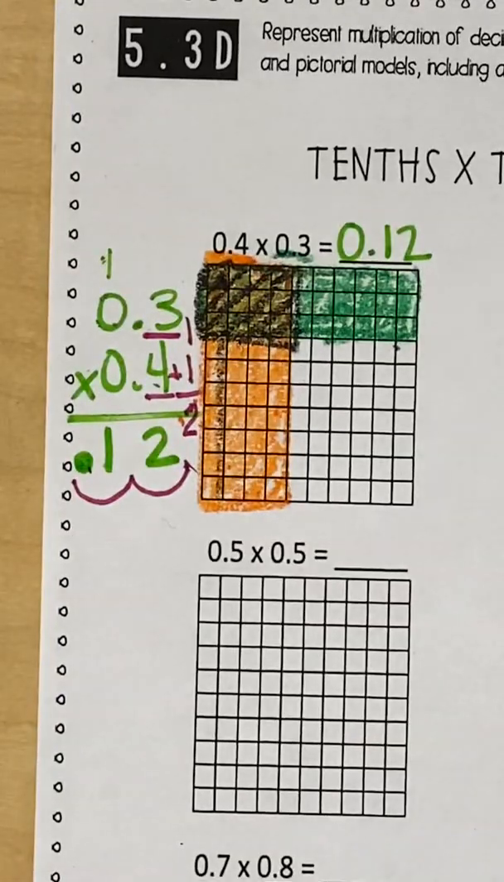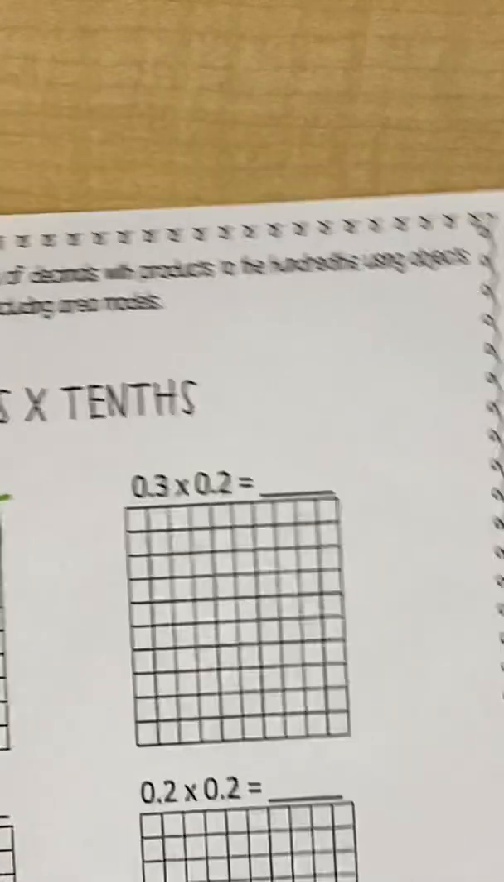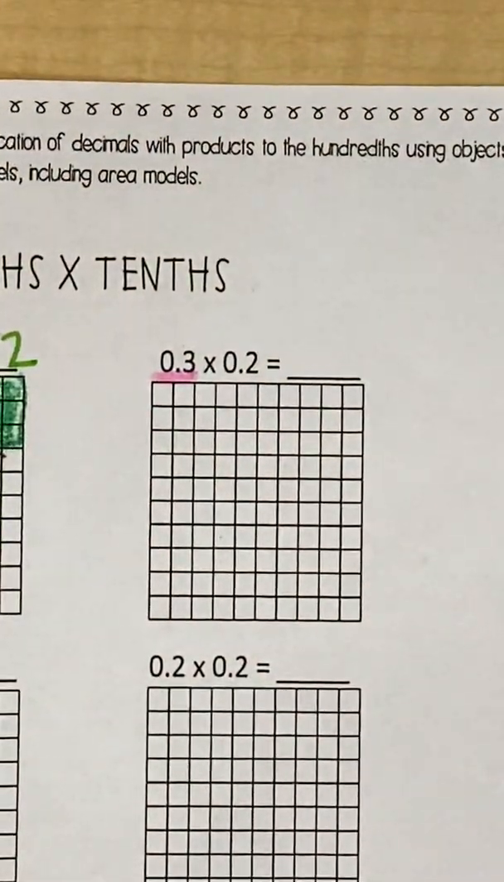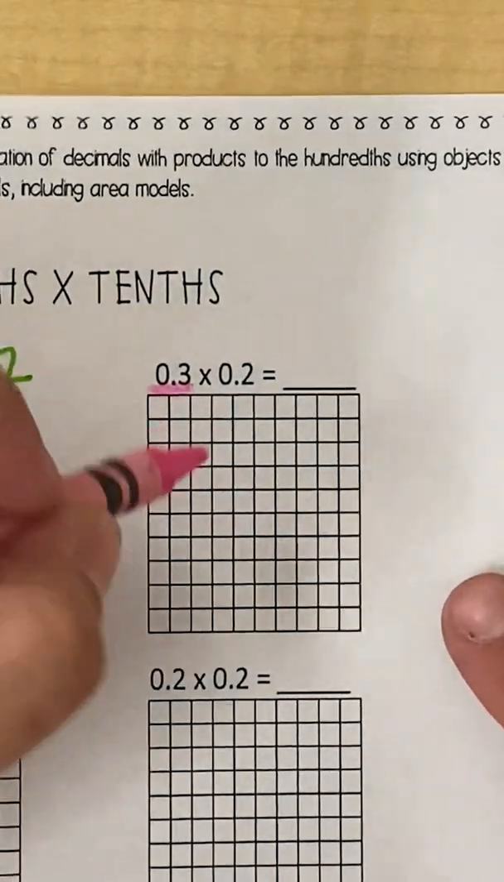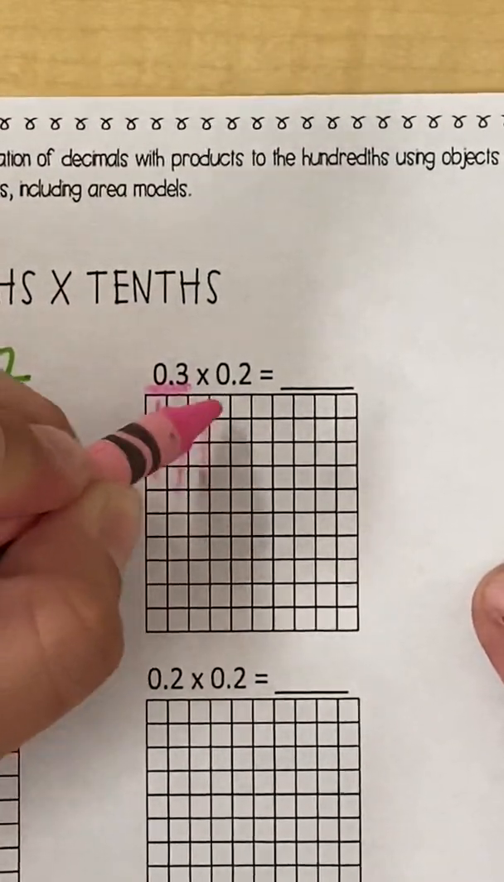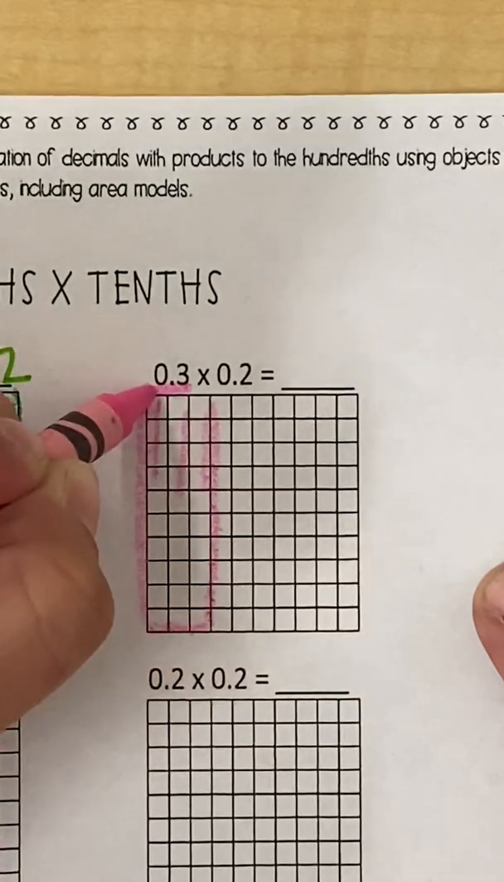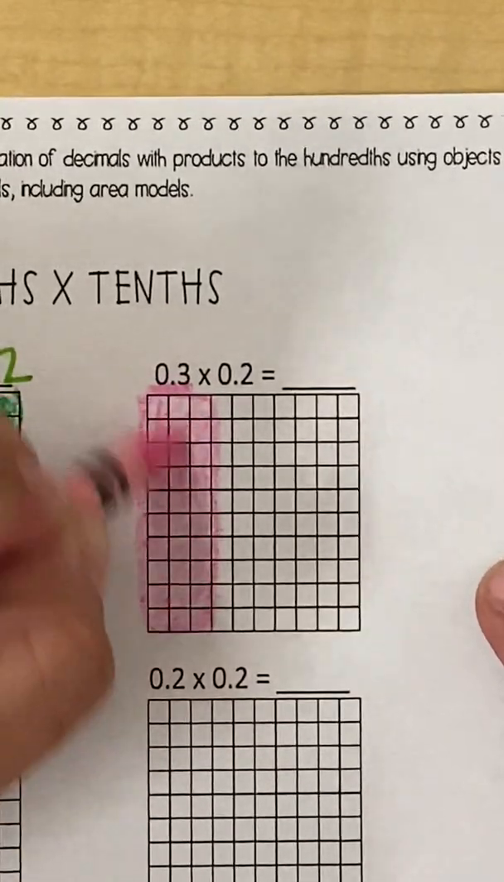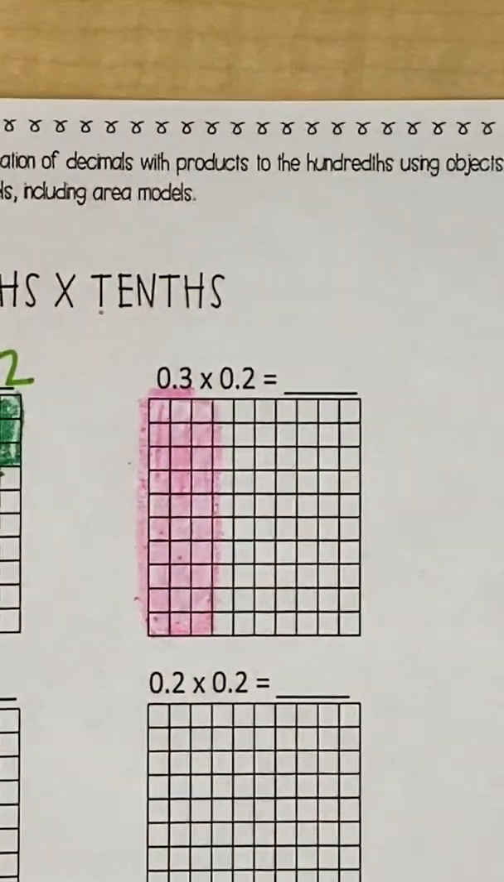All right, let's do one more to practice. All right, so this problem I have 3/10 times 2/10. So I'm going to get my 2 colors. It doesn't matter what colors you choose. And I'm going to take my first color and I'm going to shade in 3/10 going up and down. So 1, 2, 3/10. So I'm going to shade those tenths in. Okay, so I have 3/10 shaded in going up and down.